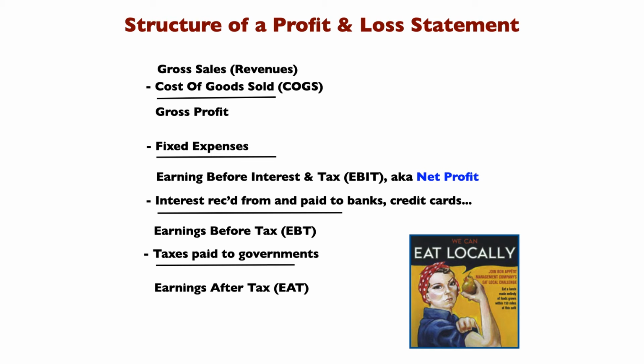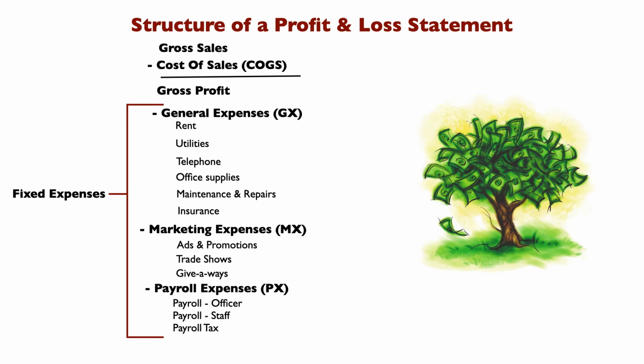Let's look a little bit deeper into the fixed expenses. I like to break up fixed expenses into three broad categories. General expenses, which cover rent, utilities, telephone, office supplies, the basic operational side of your business. It also covers marketing expenses, anything you do to promote your business, such as ads or promotions, trade shows you might attend, a booth at the farmer's market. And then finally, any payroll expenses. If you have a corporation or an LLC, this is where this part would kick in.